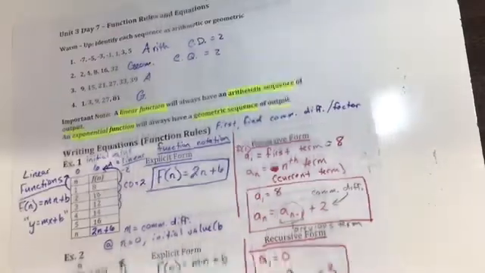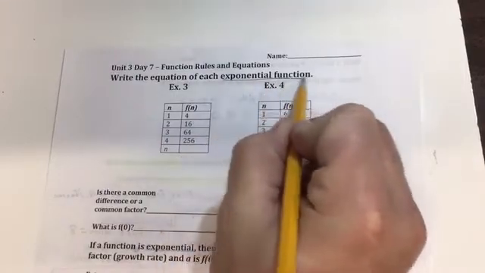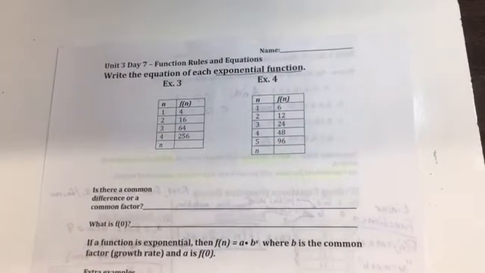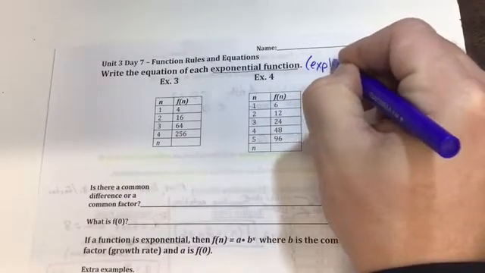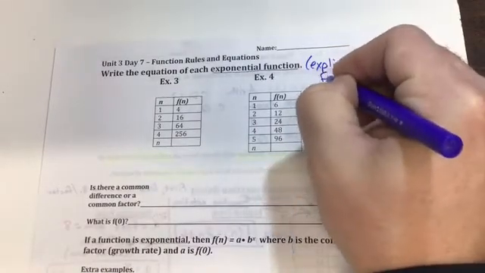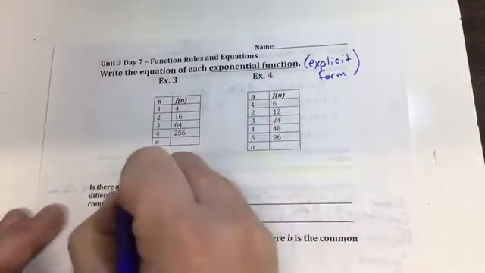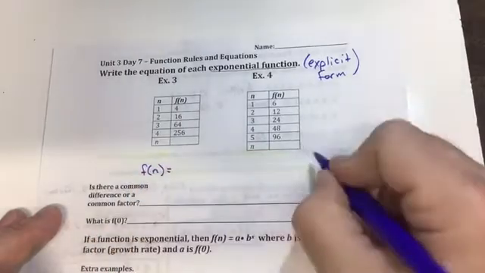Now, if we turn to the back, we're going to finish our video out, and we're going to look at how to write function rules when we have exponential functions. We're dealing with exponential functions now. I've given you two examples that we're going to follow along, and I'm only going to show you the explicit form. So we're just writing using function notation. Each of these, our answer is going to be f of n equals something.